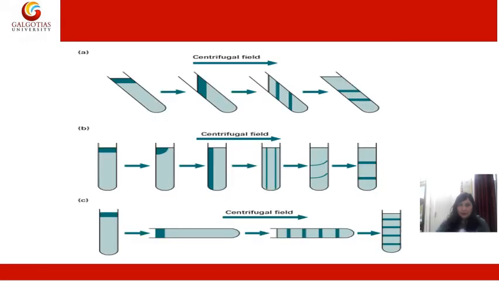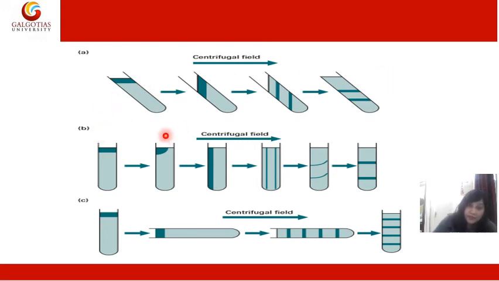The pattern of separation of biomolecules also differs from rotor to rotor. You can see here A, B, C. A is the separation of biomolecules in fixed angle rotors, B is the separation of biomolecules in vertical rotors, whereas C is the separation of biomolecules in swing bucket rotors. You can see in the fixed angle rotor, first the mixture of biomolecules separates like this. You can see here they expand in a tilted direction, then they get separated, and finally we will get different bands at different heights of the sample tube.